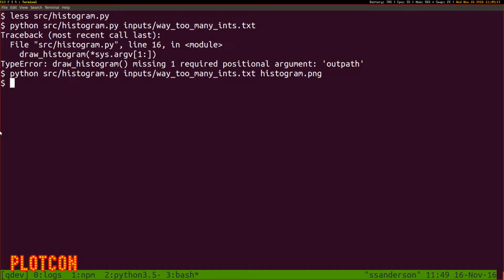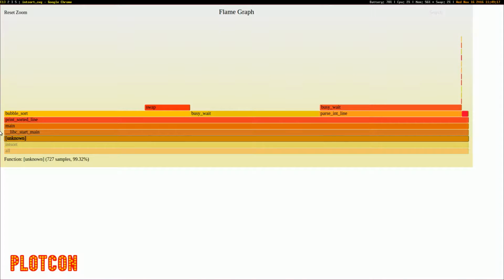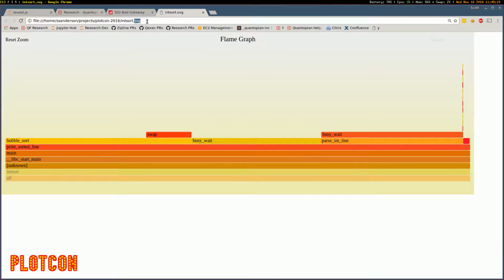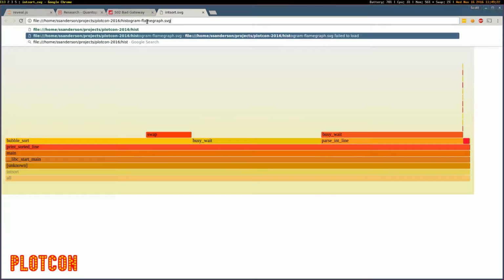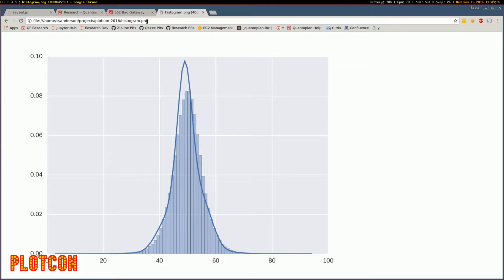There we go. I actually don't think Chrome knows how to open that, so go to histogram.png, and you can see we have this nice sort of centered distribution. And if we did some further statistical testing on this, we'd know that this was a logistic distribution. So that's interesting. But even that program took a fair amount of time, right? And it would be interesting if we could learn some more information about what that program was doing.